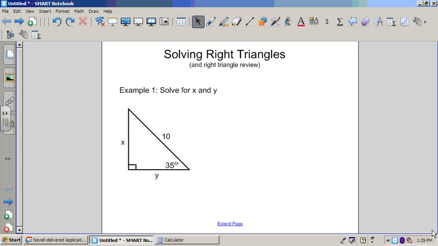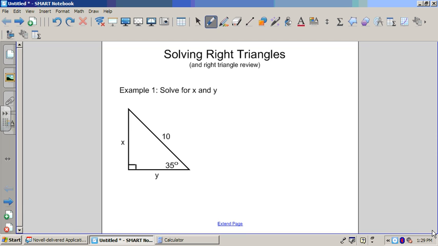In this tutorial, I'm going to do some assorted examples for solving different types of right triangle equations. For my first example, I've got a right triangle. It's not a 30-60-90 or a 45-45-90 triangle. In fact, it's a 35-55-90 right triangle. And what I want to do is solve for x and y.